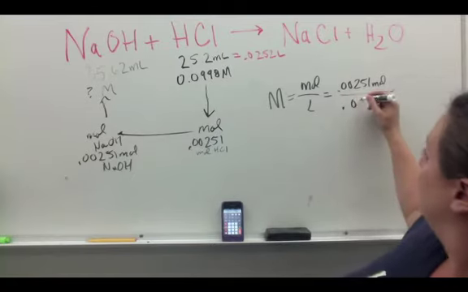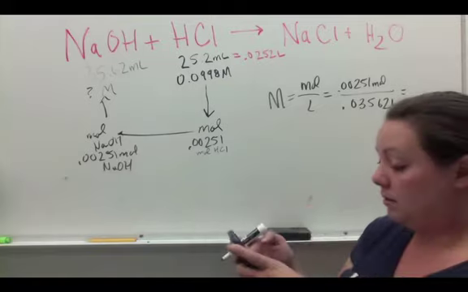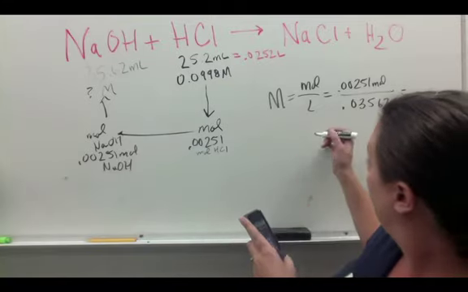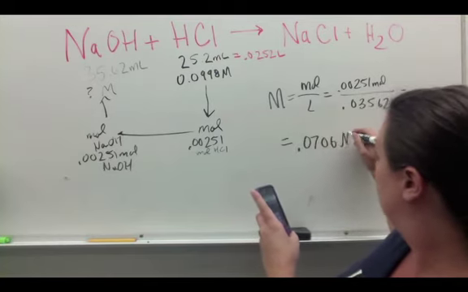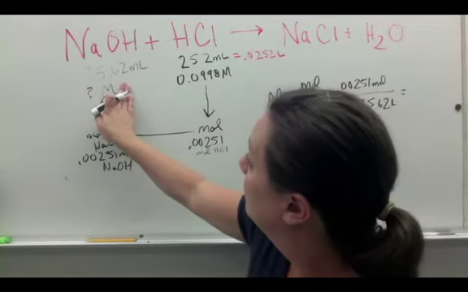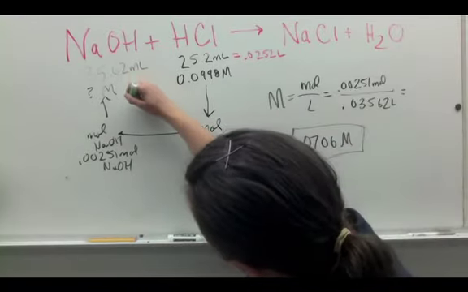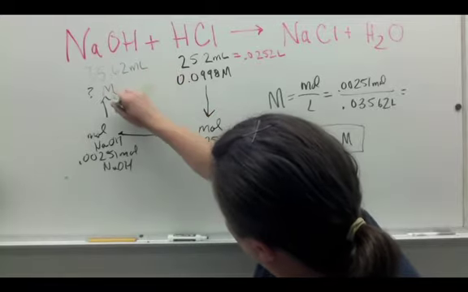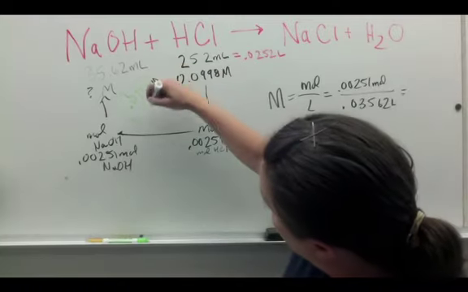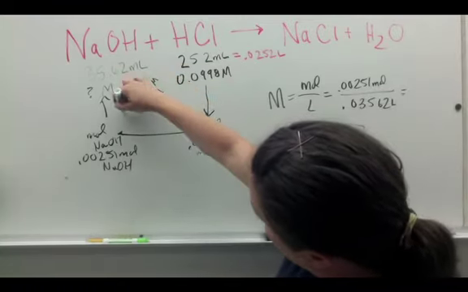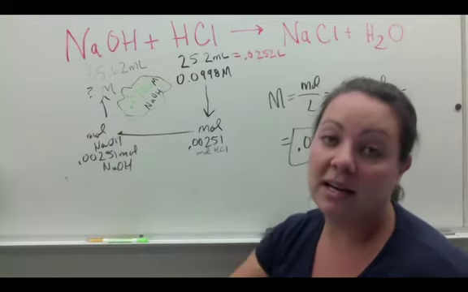So 0.03562 liters equals. All right, so we know our molarity is 0.0706 molar. Let's put that in a fun color since we got the answer. Yay! And of course we want to put our units and our chemical. And that's it. That's how you calculate your solution stoichiometry using titration.